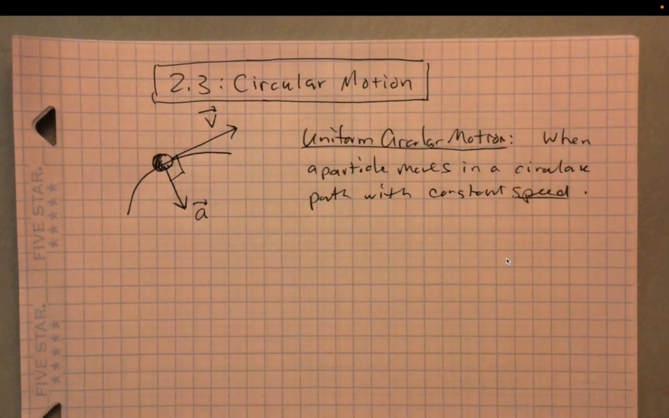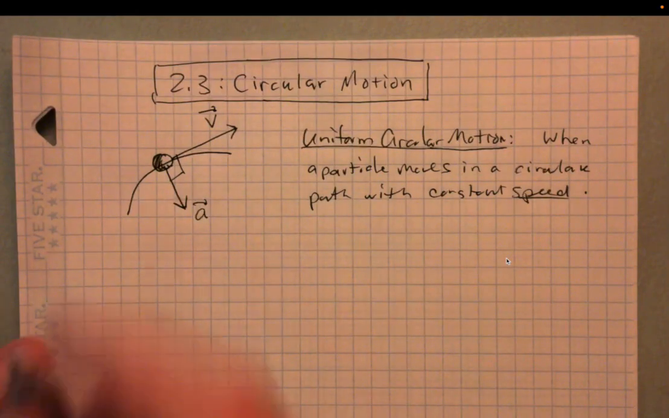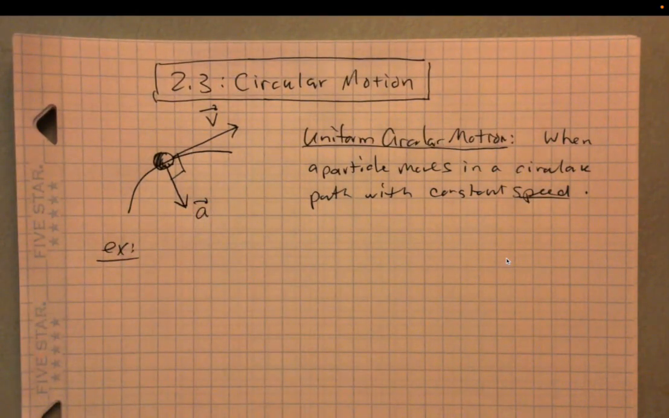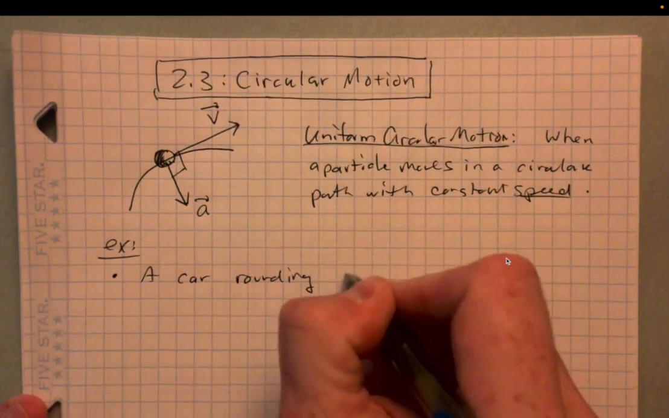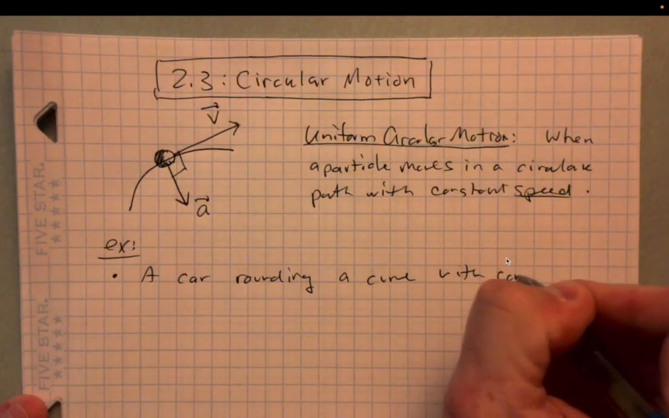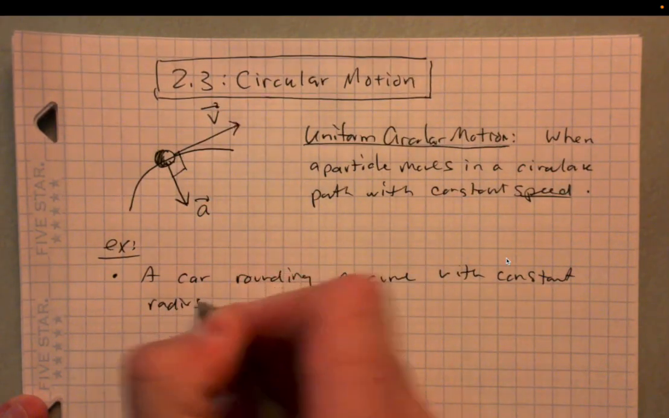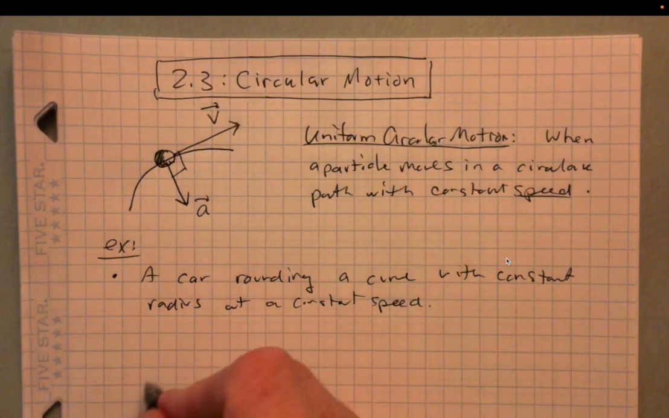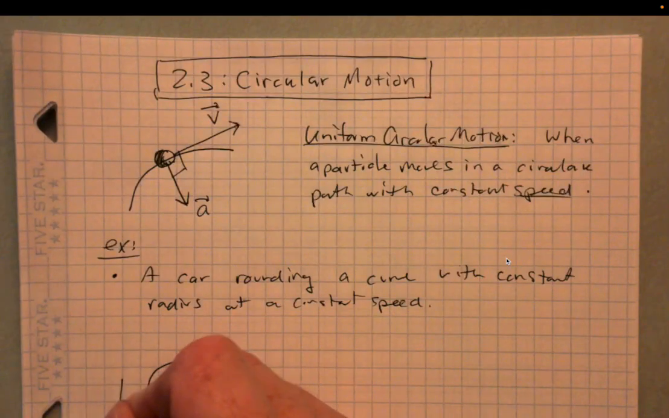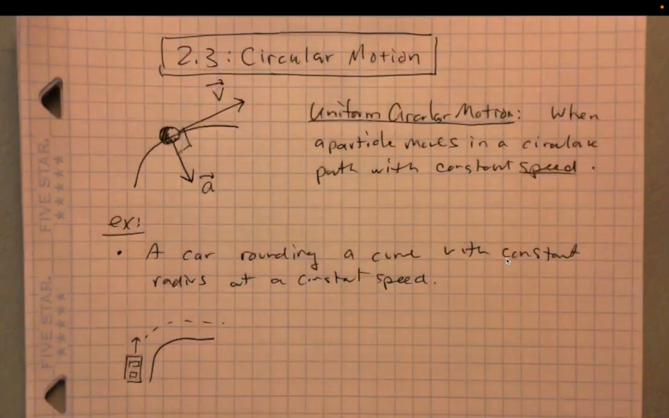Okay, so this kind of scenario occurs all the time. It happens a lot in nature. A couple of simple examples of where this kind of modeling would be applicable would be a car rounding a curve with constant radius at a constant speed. So if you've got some kind of a corner here, and you've got a car driving along, the car is just going to go around that corner at a constant speed, right? So that's an example of circular motion. And if the car's speed truly is constant or near constant, then you can model it as uniform circular motion.